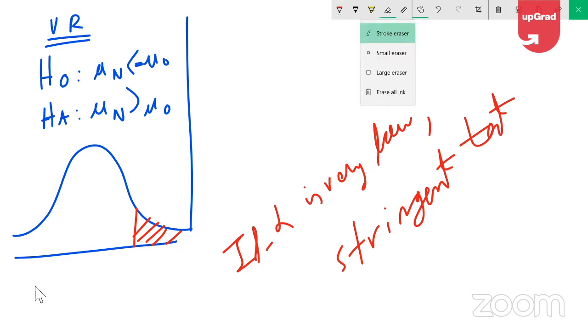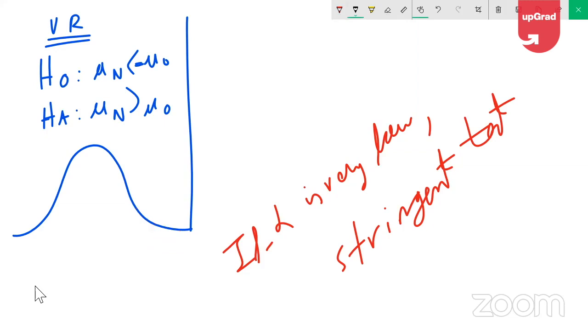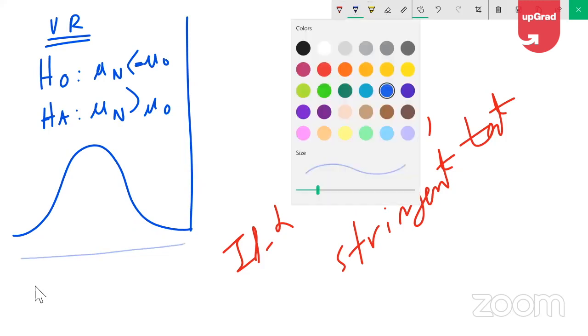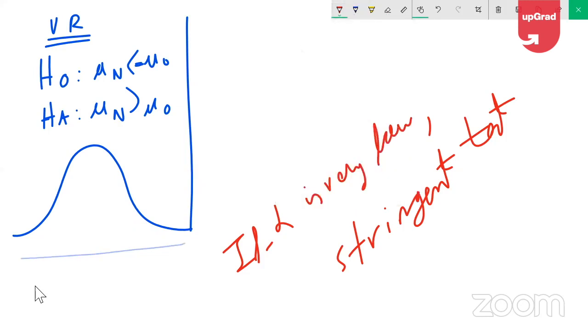What does it mean conceptually? When alpha is very low, conceptually it means that your critical region is extremely small. So this is basically having a very low alpha. And when you have a very low alpha, then you will reject the null only if your sample mean is extremely high. And that means it's a very stringent test.